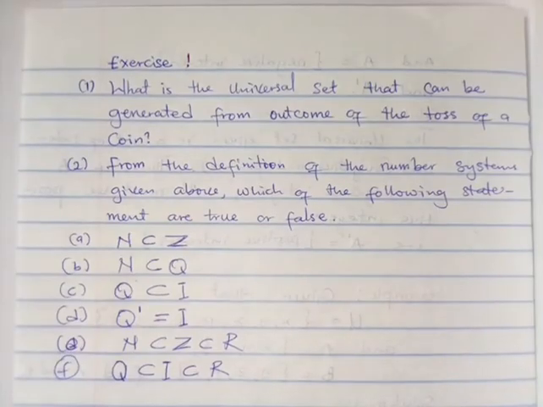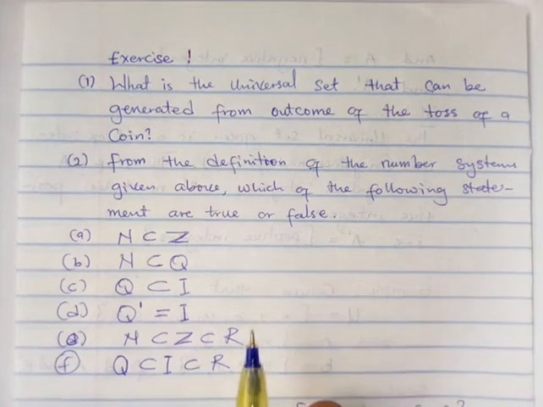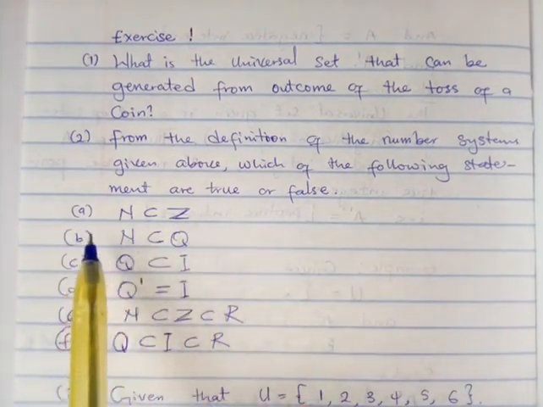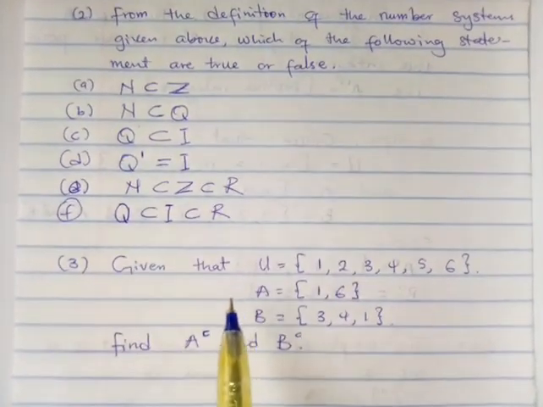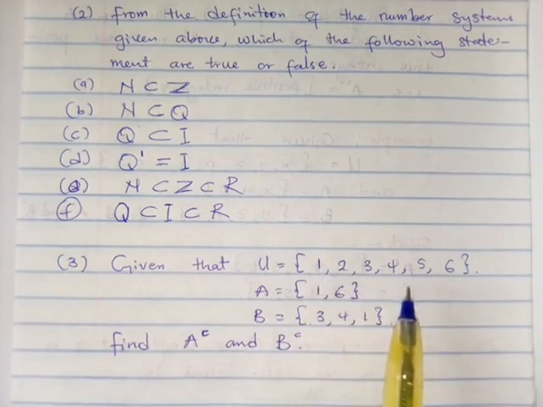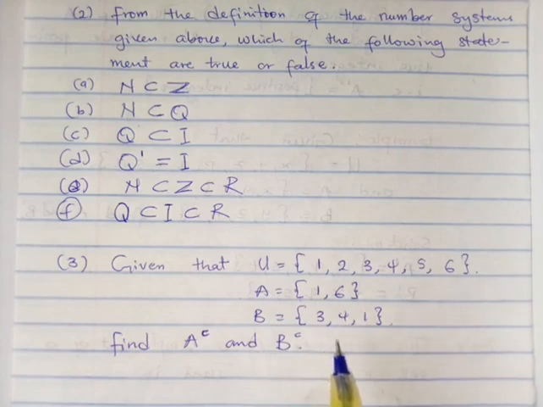Here are some questions I would like to leave with you. The first one is, what is the universal set that can be generated from the outcome of the toss of a coin? The second one is, from the definition of the number system given above, which of the following statements are true or false? So here you are to show which of these statements are true or false, from A to F. The last one is, given that our universal set is equal to 1, 2, 3, 4, 5, 6, and A is equal to 1, 6, then B is equal to 3, 4, 1, find A complement and B complement. So this is what you have to do.